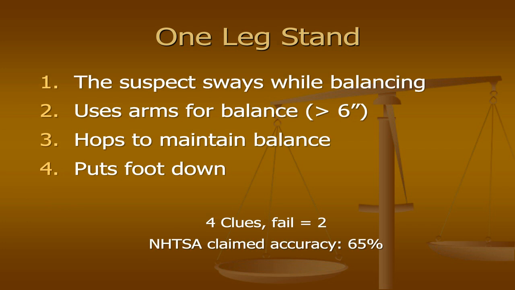The suspect sways while balancing. Everybody will sway doing this up to 1 inch. Uses arms for balance, over 6 inches. Opts to maintain balance and puts the foot down. 4 clues, failed 2. NHTSA claims accuracy of 65%. It's very, very common during the instructional phase for officers to tell the individual that if they put their foot down, just raise their foot and continue. Many people interpret that as it's okay to put my foot down.